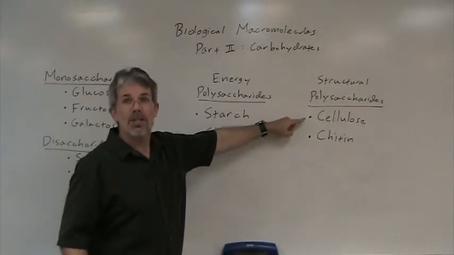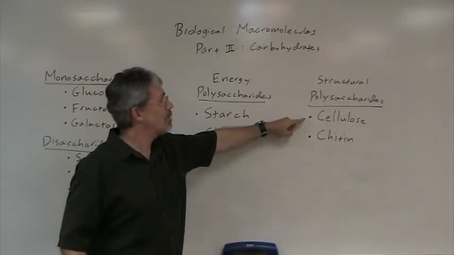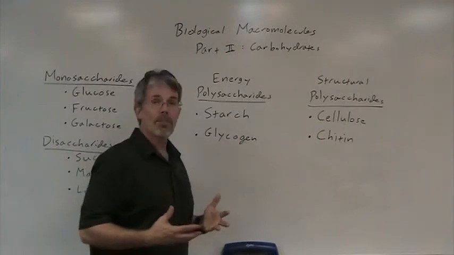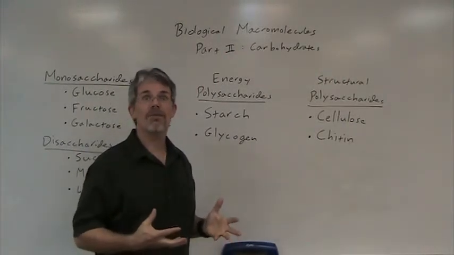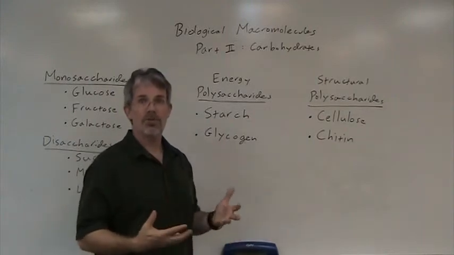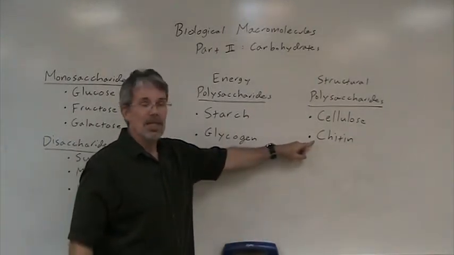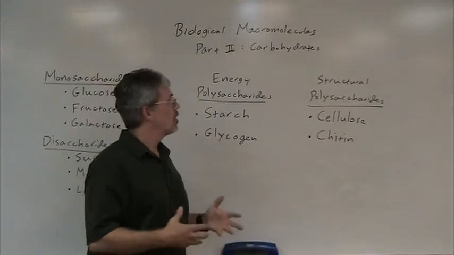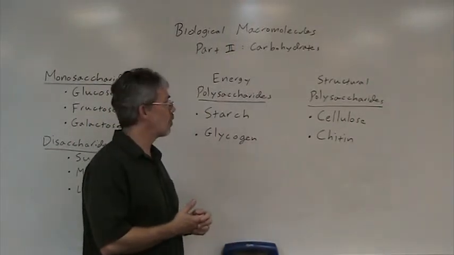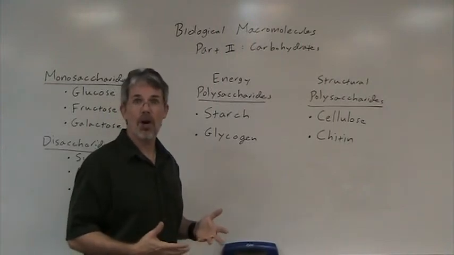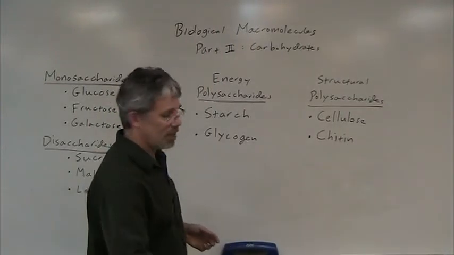Cellulose is a plant structural polysaccharide. We do not produce the enzymes necessary to break cellulose. Cellulose is what cell walls are made of in plants, fibers, other tough parts. Chitin is what makes up the cell walls of fungi, and chitin can also be found in various animal groups, such as the exoskeleton of arthropods. So this concludes the carbohydrates.